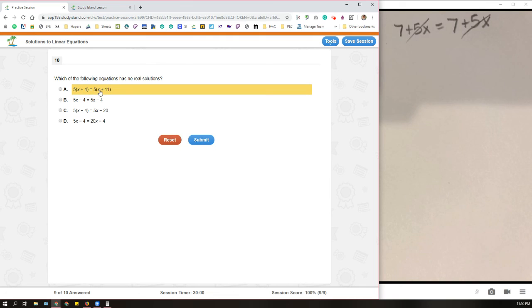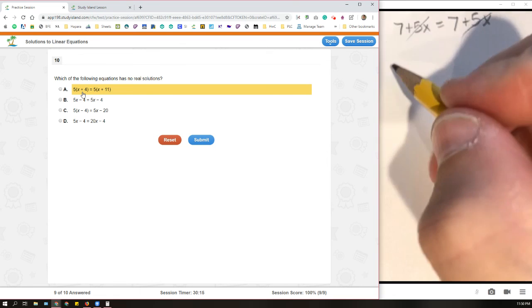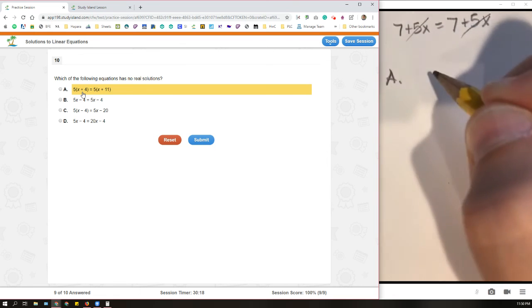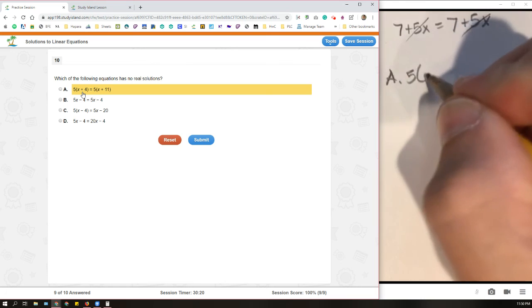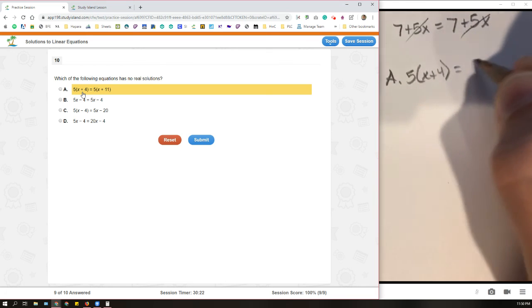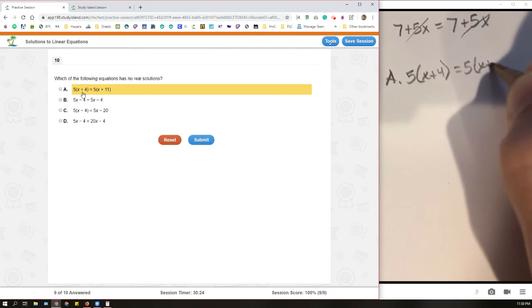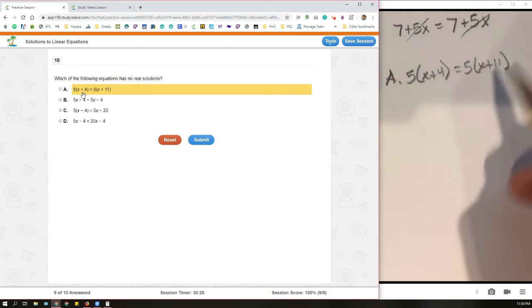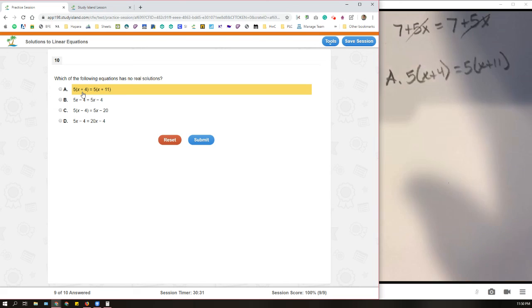5x plus 4 equals 5x plus 11. Well, I shouldn't have read it that way, but 5 times x plus 4 equals 5 times x plus 11. What would those be? 5 times x is 5x. 5 times 4 is 20. So the left side for answer A, if I was going to write that out and distribute, 5 times x plus 4 equals 5 times x plus 11. There are two ways to do this problem. I could just divide both sides by 5. It's a little shortcut that you guys may not know yet, so I'm going to hold off on that.